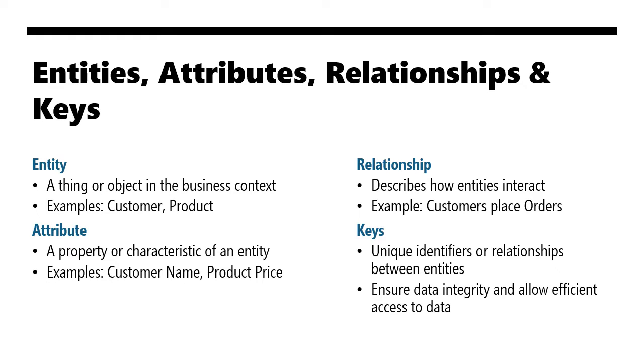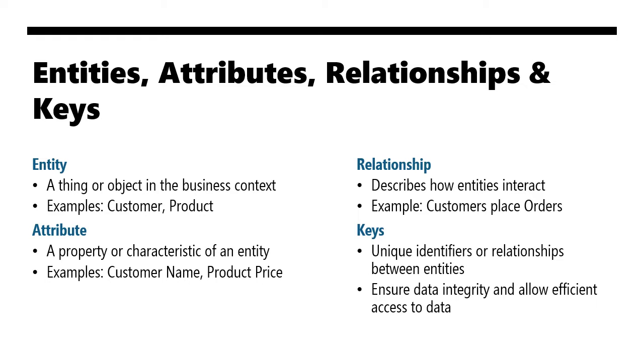Next, we have attributes, which are the properties or characteristics of those entities. If we're talking about a customer entity, attributes might include the customer's name, address, or email. For a product entity, attributes could be the product price, description, or stock quantity.